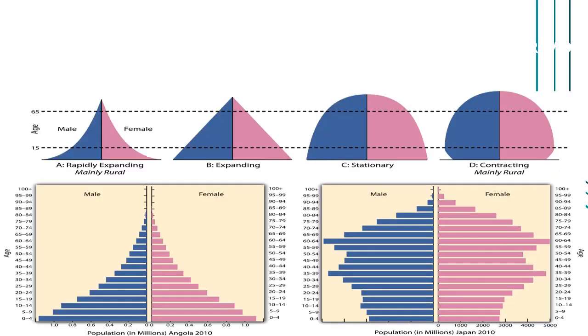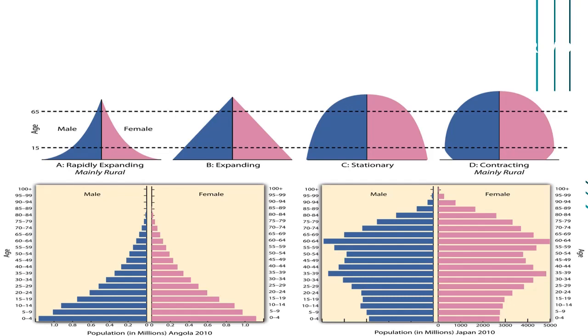Types of pyramids. Four main types of pyramids are identified, which are number one, stationary pyramid, second, expansive pyramid, that is the broad-based pyramid, third, constrictive pyramid, that is also called the urn-shaped pyramid, and the next one is known as the bell-shaped pyramid. Let us study these pyramids.